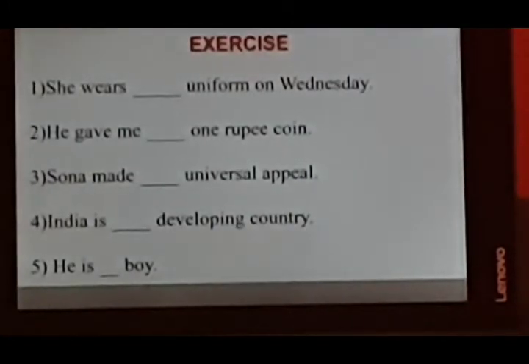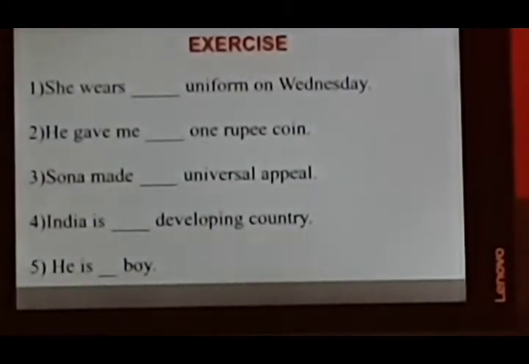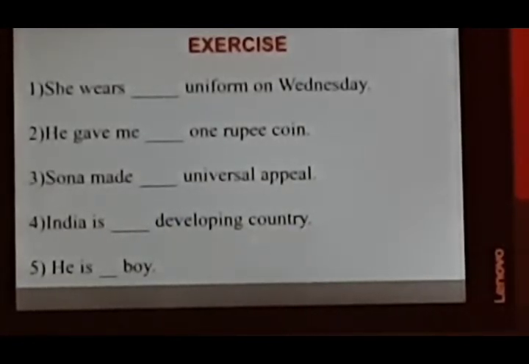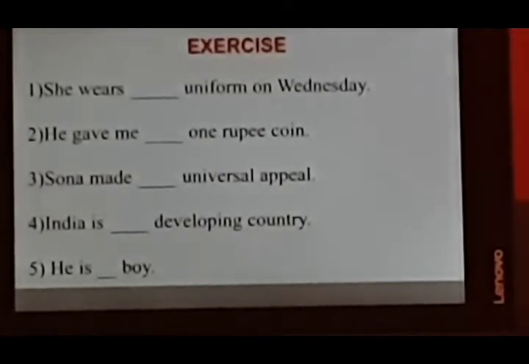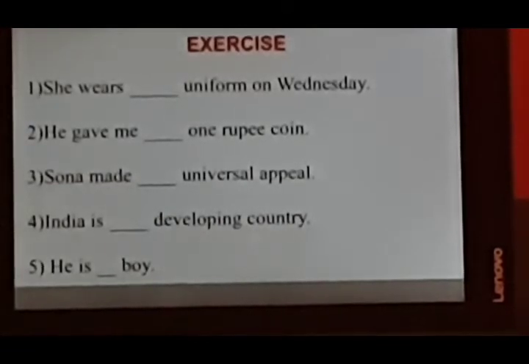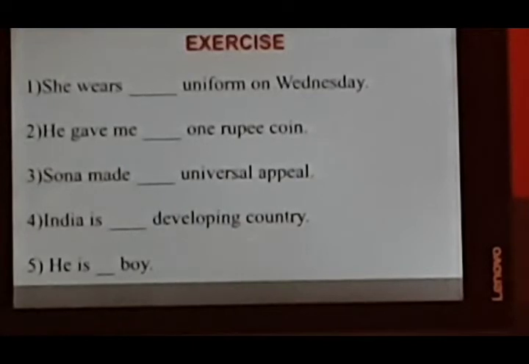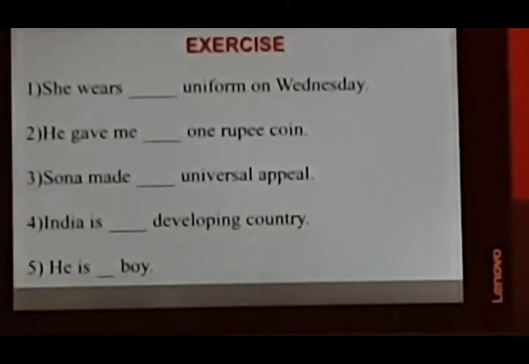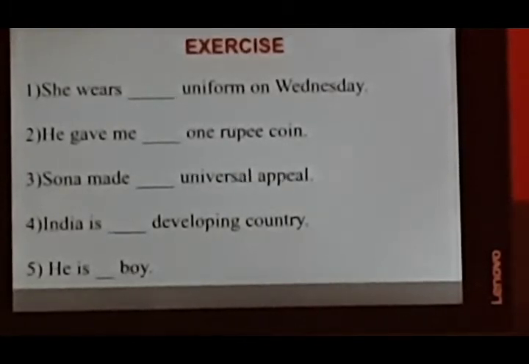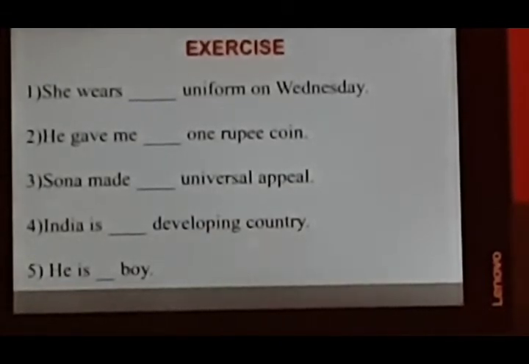So this is the exercise which we can just do to revise this. She wears a uniform on Wednesday. He gave me a 1 rupee coin. Sona made a universal appeal. India is a developing country. He is a boy. See here, uniform has got consonant sound. 1 rupee coin has got consonant sound. Universal has got consonant sound. Developing begins with a consonant letter, so of course we use a for it, and we are talking about singular nouns also here. He is a boy.